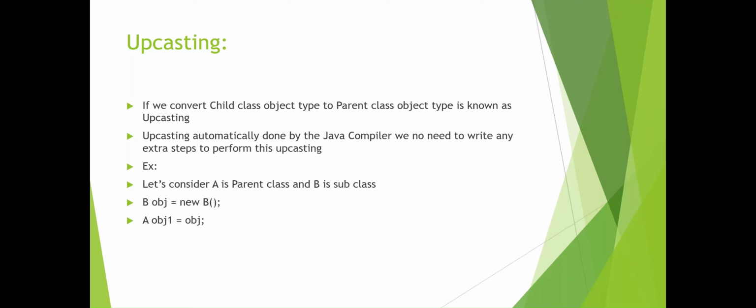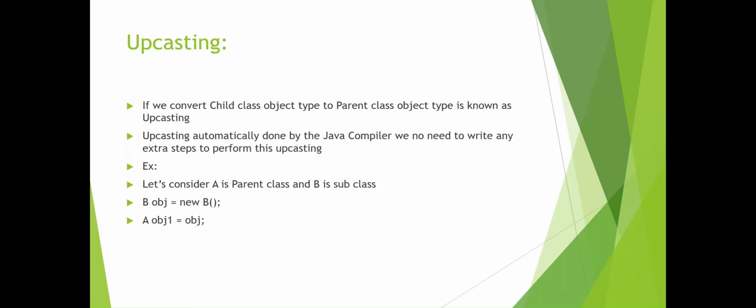If you are observing my slide, consider A as a parent class and B as a subclass. My child class object is obj. Now I am assigning this child class object directly into the parent class reference variable. It won't give you any compile time error or any runtime error. We already saw this example in runtime polymorphism. The same example I am considering as upcasting, because in runtime polymorphism also we store the child class object inside the parent class reference variable. That itself can be considered upcasting.